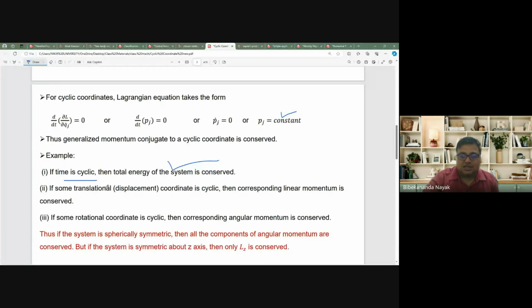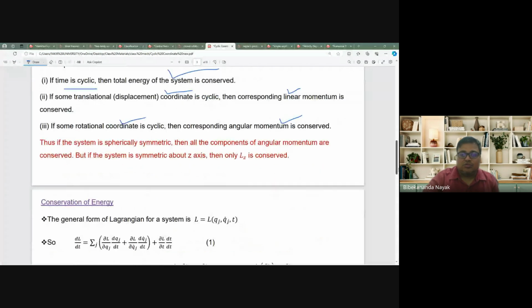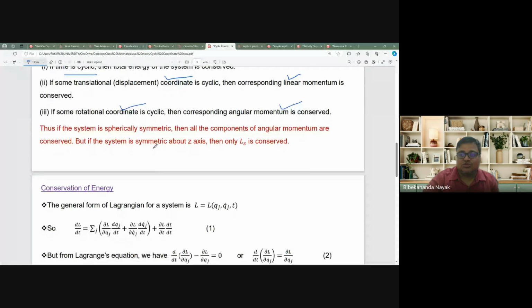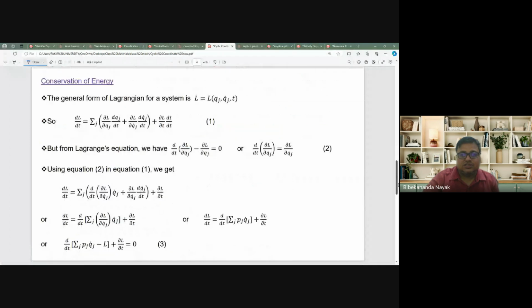If some translational coordinate is cyclic, the corresponding linear momentum is conserved. If some rotational coordinate is cyclic, the corresponding angular momentum is conserved. Generally, for a spherically symmetric body, all components of angular momentum are conserved. But if the system is symmetric about the z axis, only Lz is conserved. Then the next thing is conservation of energy.